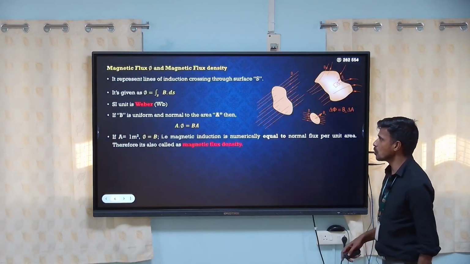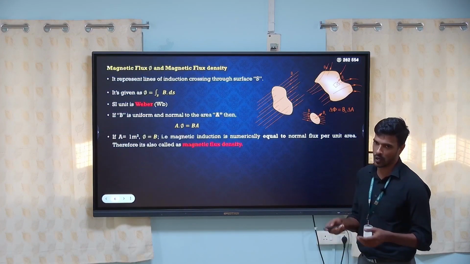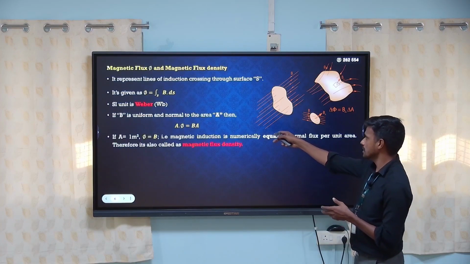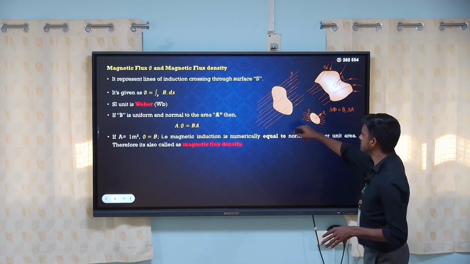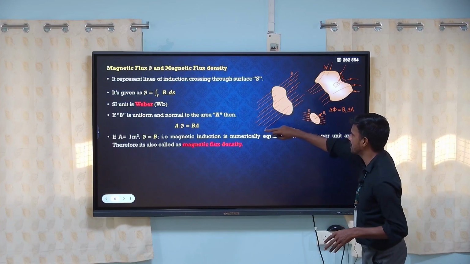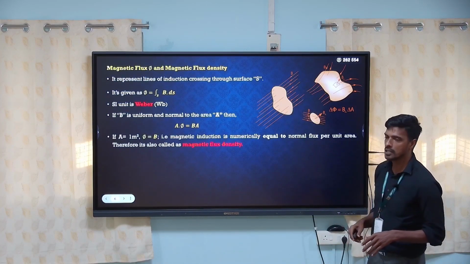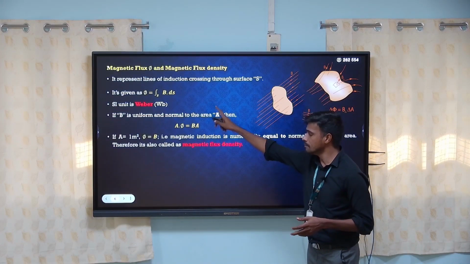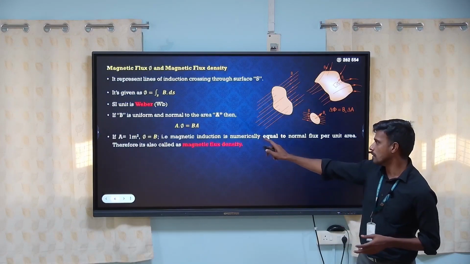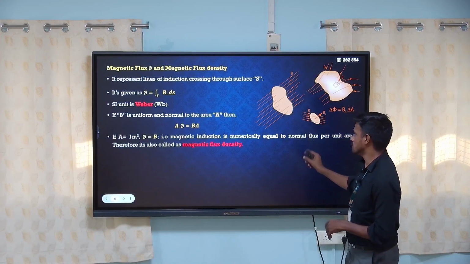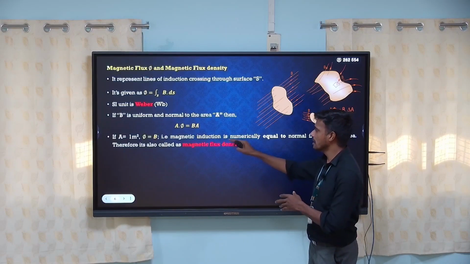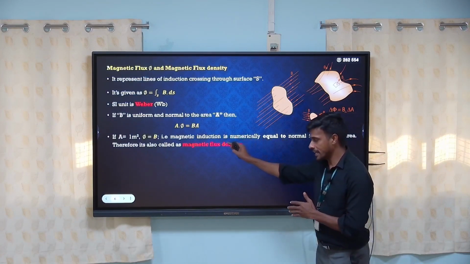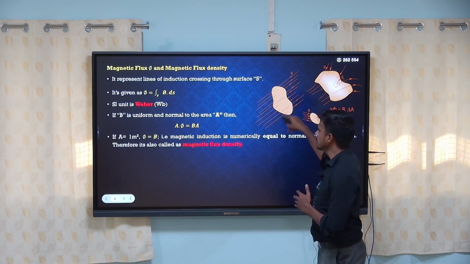So what is magnetic flux and what is magnetic flux density? It represents the induction crossing through the surface S. You can see a surface; the number of magnetic lines of force passing through a particular area is called magnetic flux. It is given as phi equals the integral over S of B dot dS. Its unit is Weber. If the magnetic induction B is uniform and normal to this area, then phi is equal to BA.